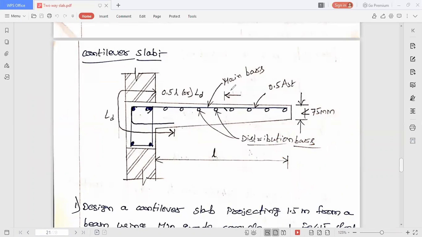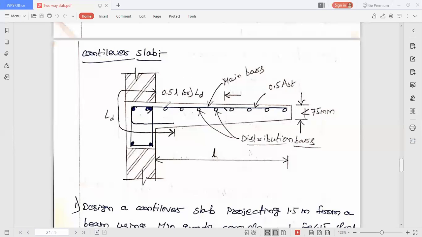Now, in case of a one way slab, we know that along one span we will get main steel, along the other direction we will get distribution steel. As a cantilever is bending along this way, this will be the main steel, the line which you can see, that is main steel, and the dots are represented as distribution steel, okay.